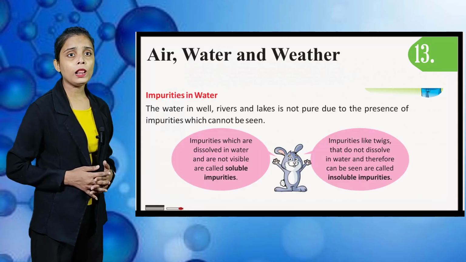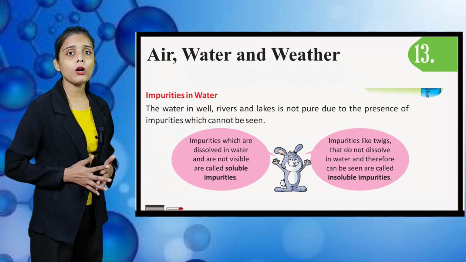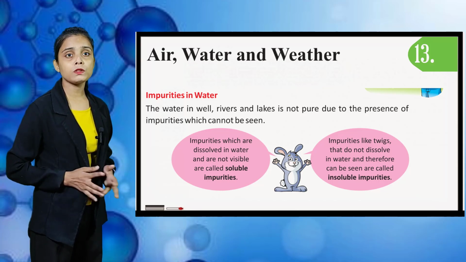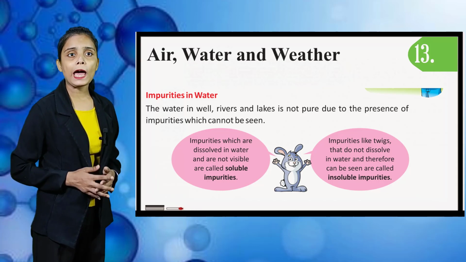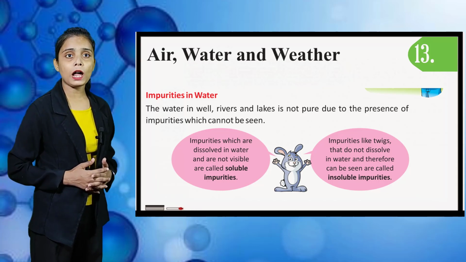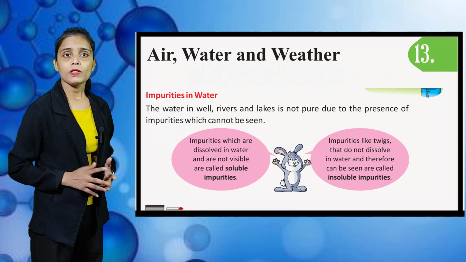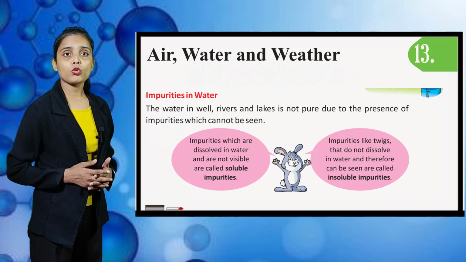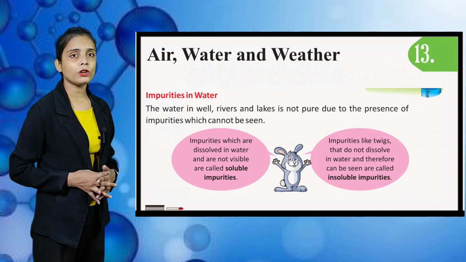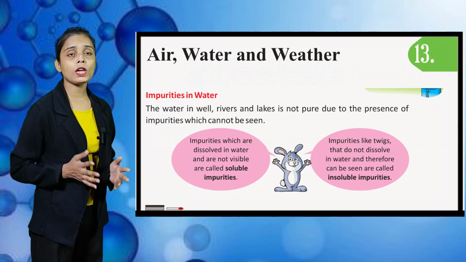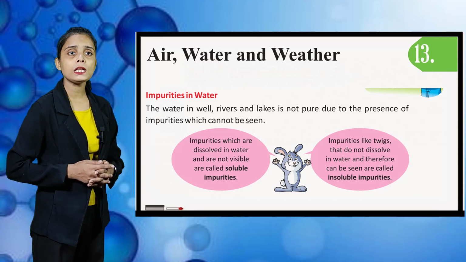The water in wells, rivers and lakes is not pure due to the presence of impurities which cannot be seen. Impurities which are dissolved in water and are not visible are called soluble impurities. Impurities like twigs that do not dissolve in water and therefore can be seen are called insoluble impurities. So I hope you have understood there are two types of impurities, soluble and insoluble.